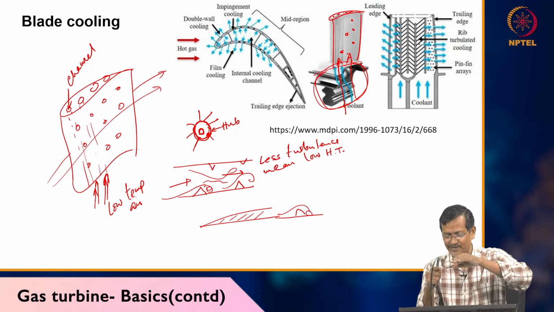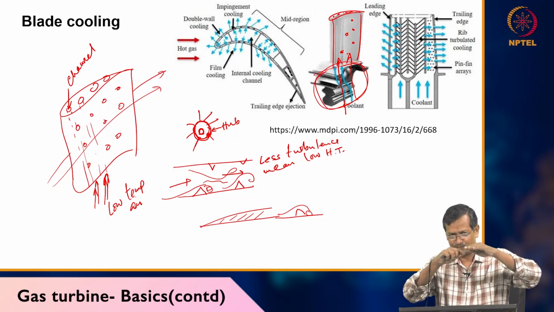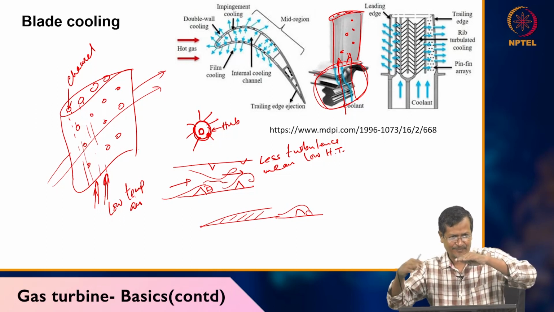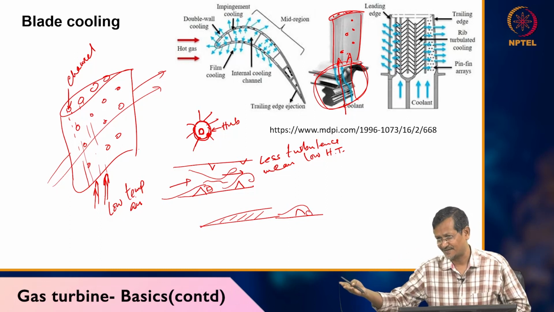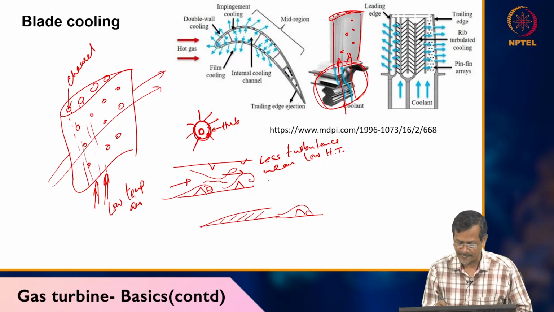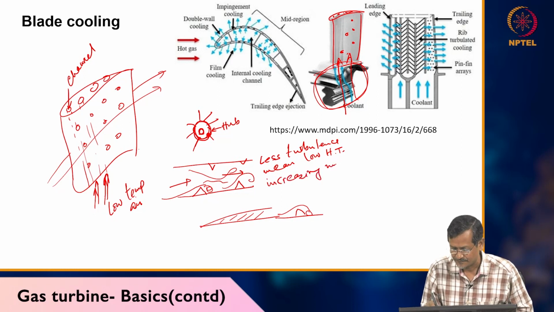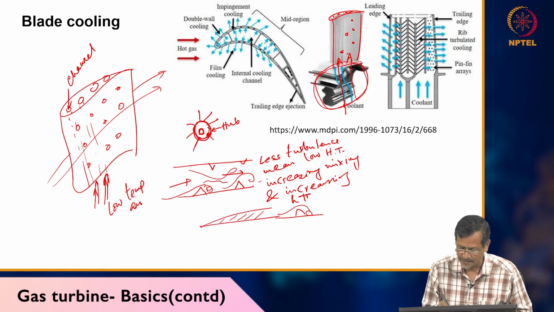If you create turbulence, then what will happen? That main stream will be touching the surface, again increasing the turbulent heat transfer rate. Okay, it will be increasing more mixing, so increasing mixing and increasing heat transfer rate, HT, if turbulence increases.